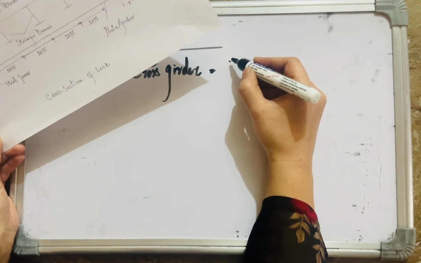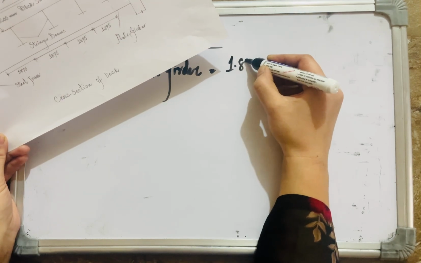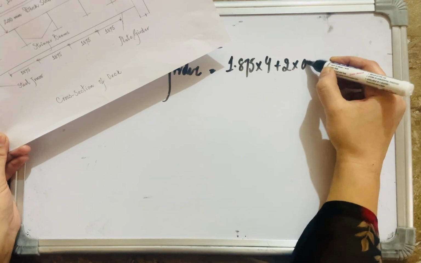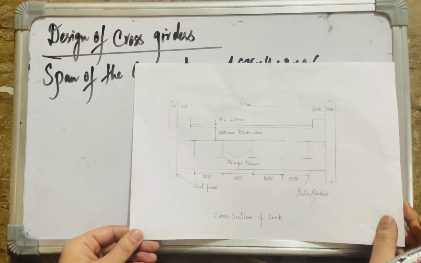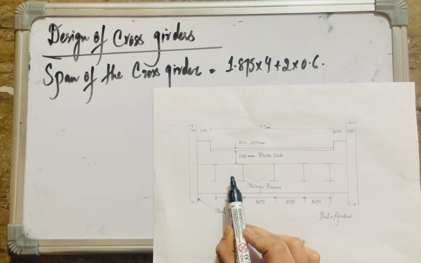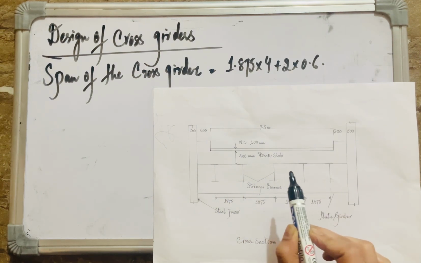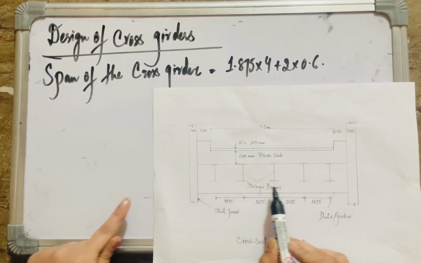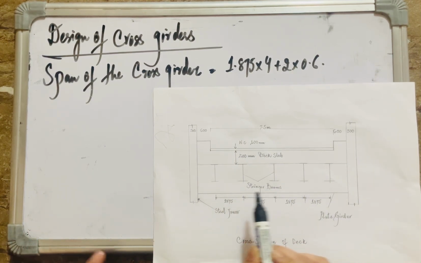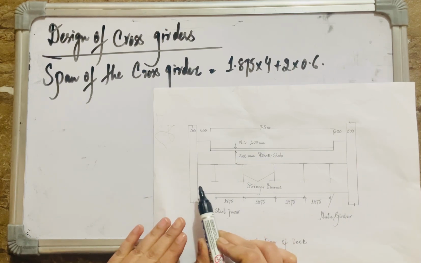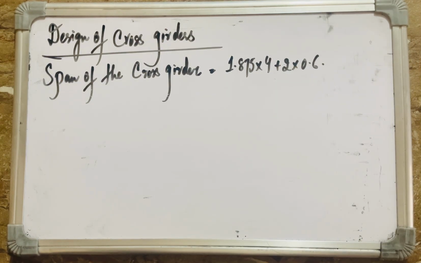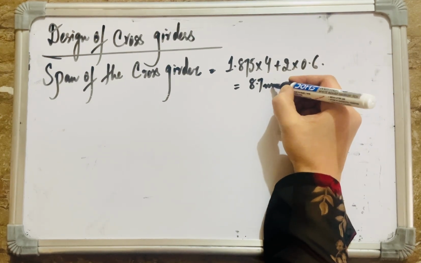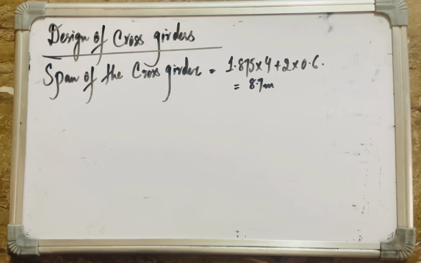The span of the cross girder is equal to 1.875 multiplied by 4 plus twice 0.6. So it is 0.6 plus 1.875 plus 1.875 plus 1.875 plus 1.875 plus 0.6. This is the span of my cross girder in the cross section of deck. By calculations, it is equal to 8.7 meters. So the span of my cross girder is 8.7 meters.